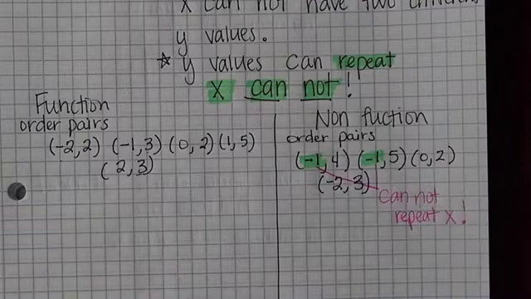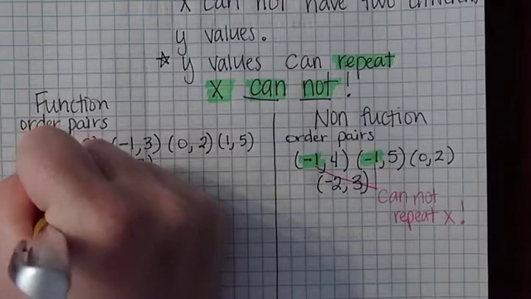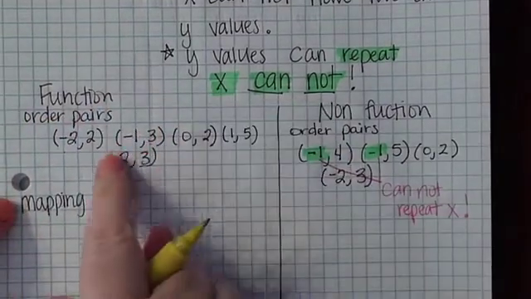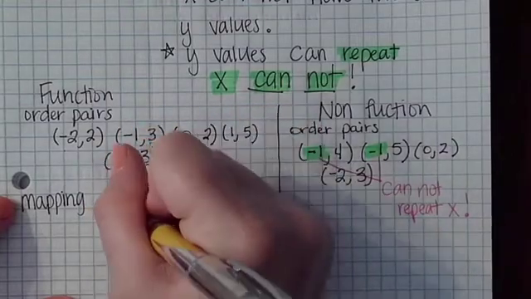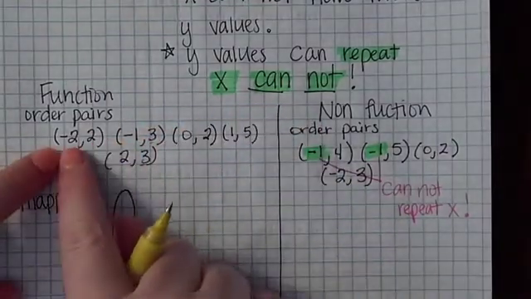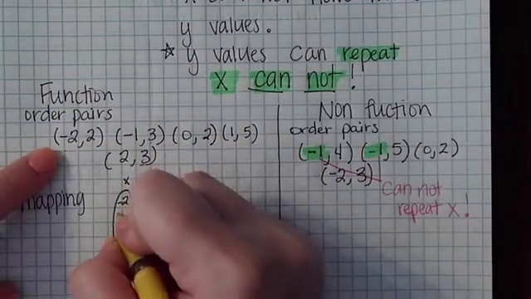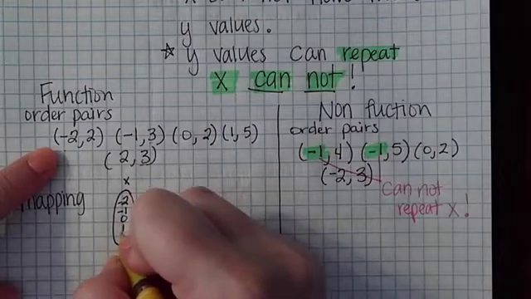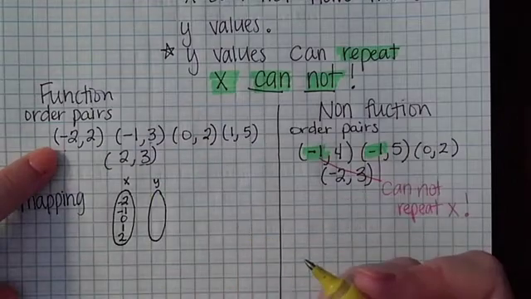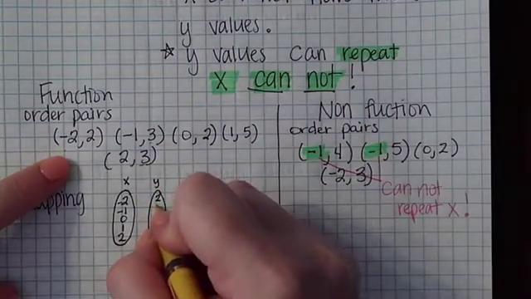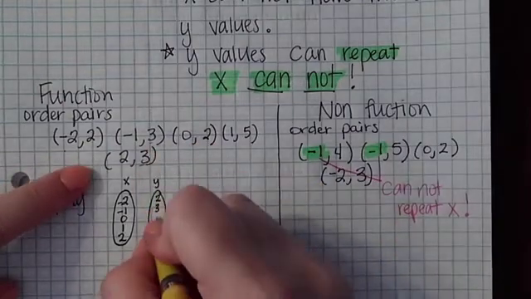Okay, let's go ahead and do a mapping one. And I'm going to use the same values each time just so that we're not getting new stuff every time. So notice I'm going to put my x values in this part of the map. So -2, -1, 0, 1, 2. And I'm going to put my y values. So 2, 3, 2, you don't write the repeated one in a map, and then 5.